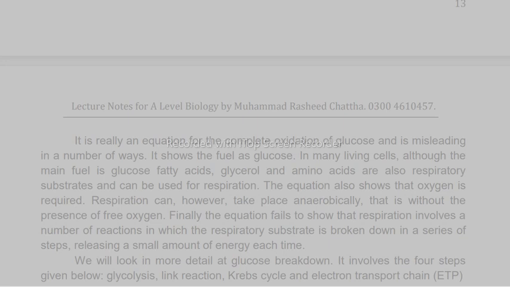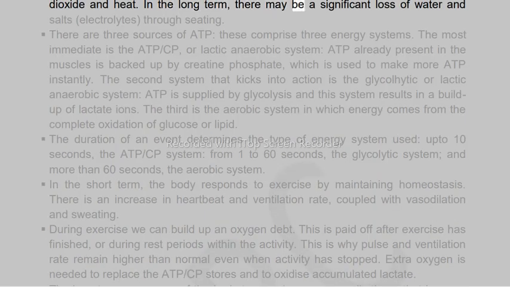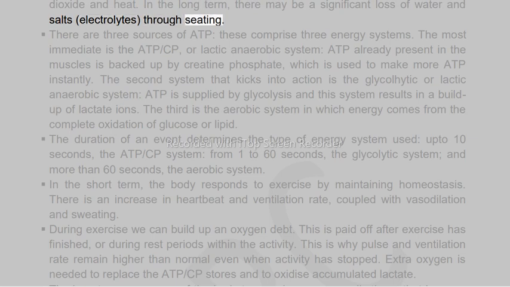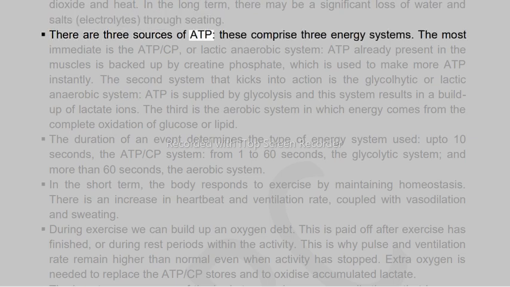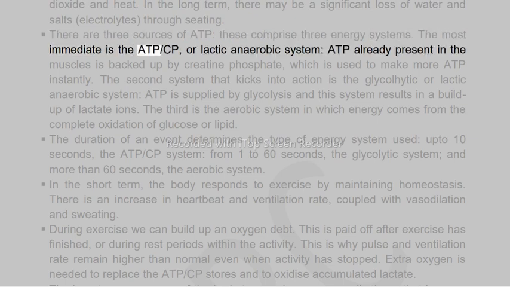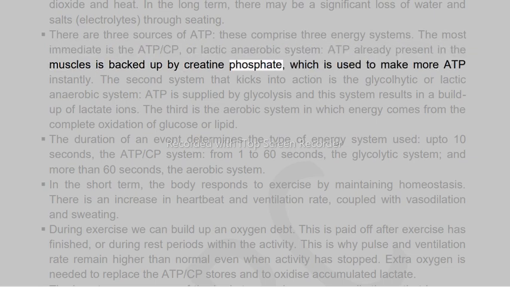Dioxide. In the long term, there may be a significant loss of water and salts, electrolytes, through sweating. There are three sources of ATP. These comprise three energy systems. The most immediate is the ATP-CP, or alactic anaerobic system. ATP already present in the muscles is backed up by creatine phosphate, which is used to make more ATP instantly.